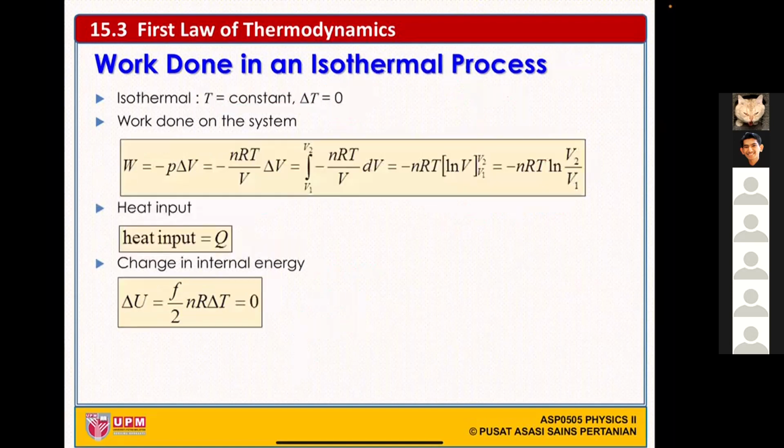So now we move to the isothermal. Bila masuk dengan isothermal, dia menyatakan bahawa dalam proses ini the temperature is constant, meaning to say that the change in T is equal to 0.